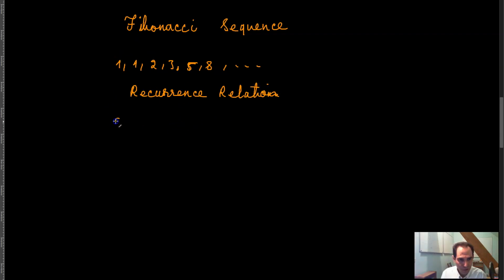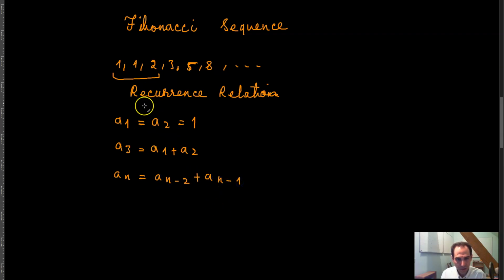Meaning that a of 1, which is 1, is equal to a of 2, and that is equal to 1, right? Then a of 3 is equal to a of 1 plus a of 2, which is 1 plus 1 is equal to 2, right? That is a of 3. So these are the first 3 terms, right? And then a of n is equal to a of n minus 2 plus a of n minus 1, right?